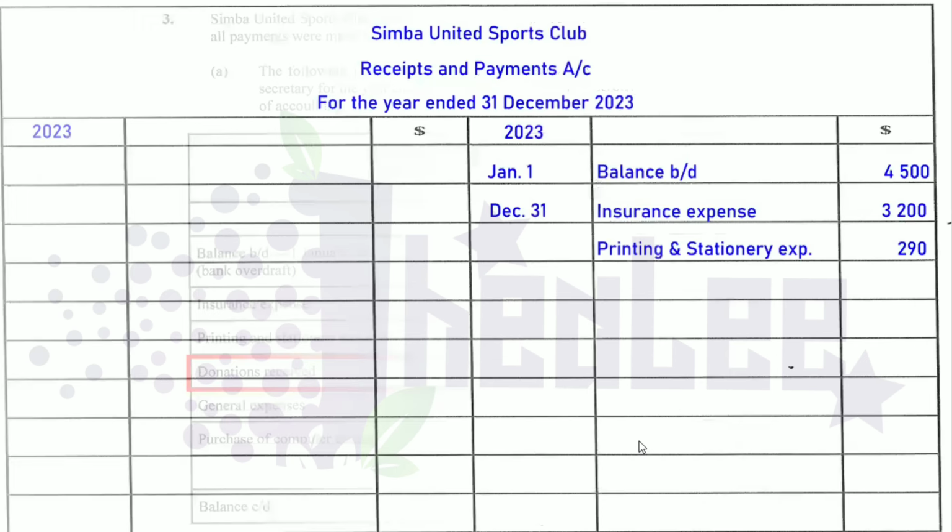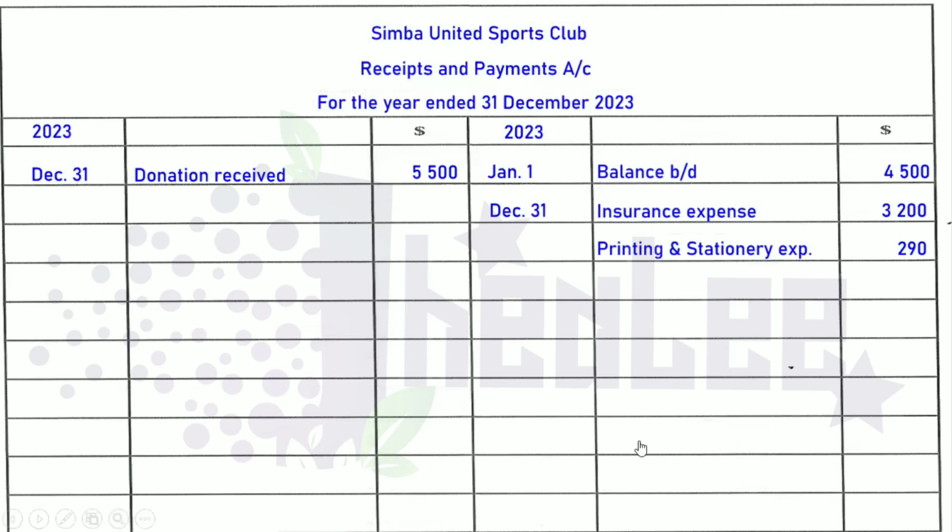So let's make that entry. Again, that should be debited. Donation received, and the amount is 5,500. Also, when you're transferring the amount, people, ensure that you put in the correct value that is in the question.